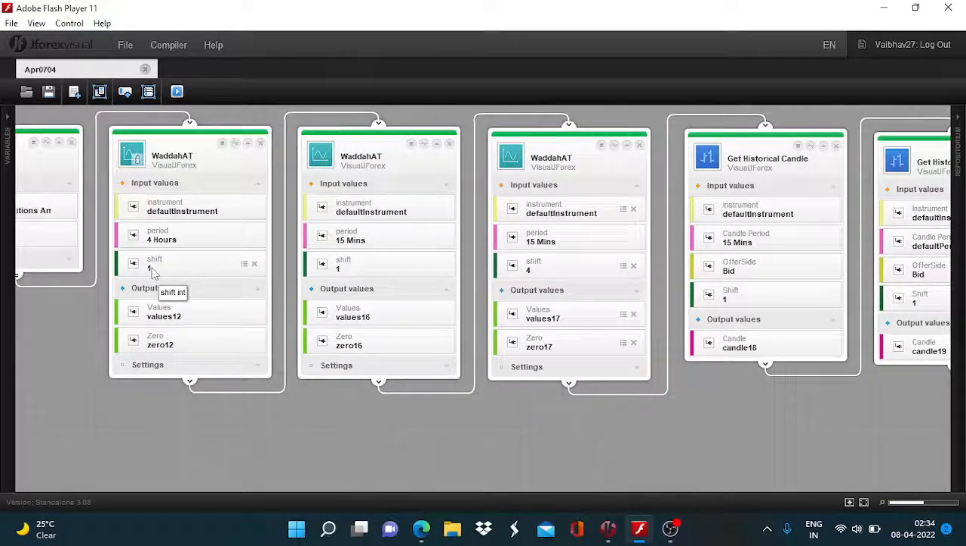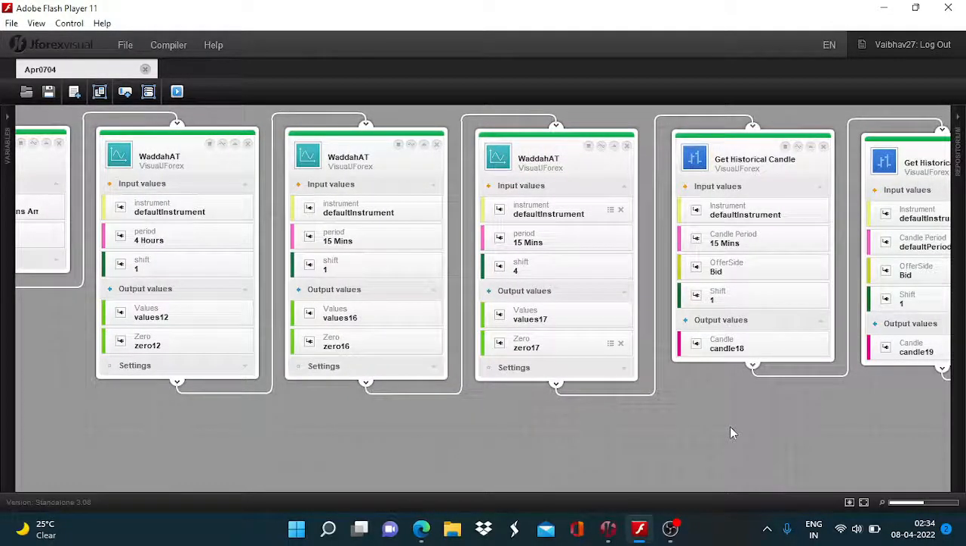each. And if you look here, the look back period is also different. So these two are of 1 and this one is of 4. That is to take into consideration the multi-time frame dynamics. We are using these different parameters.